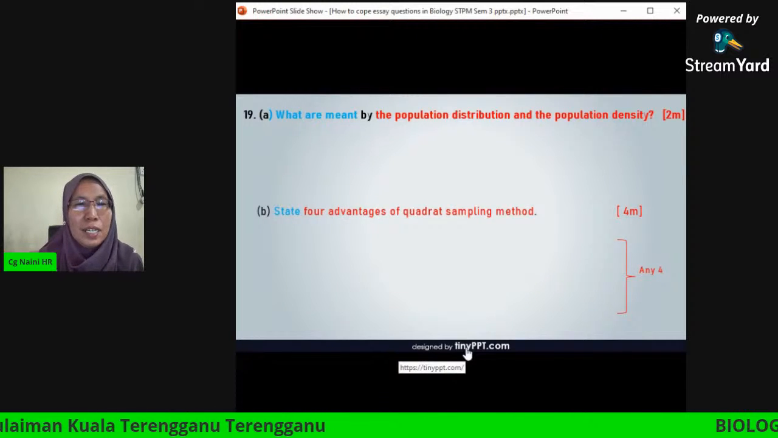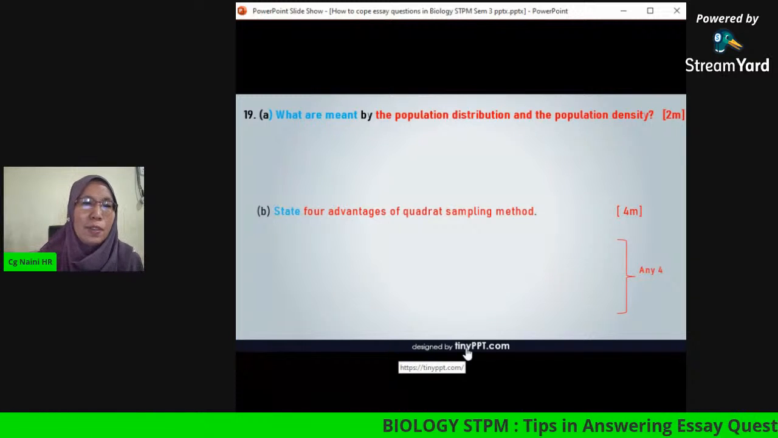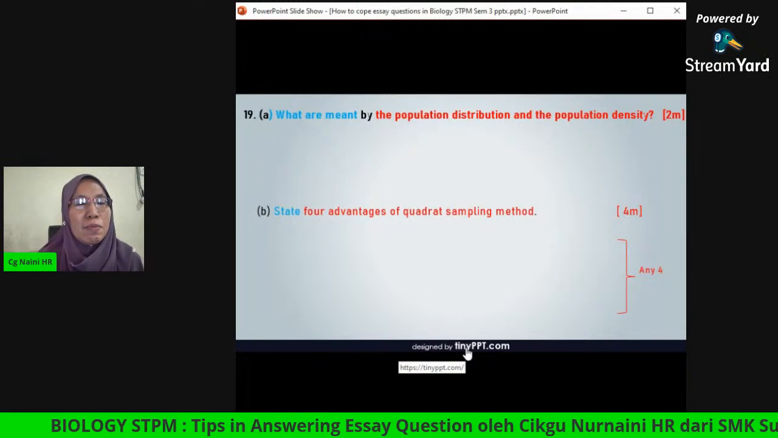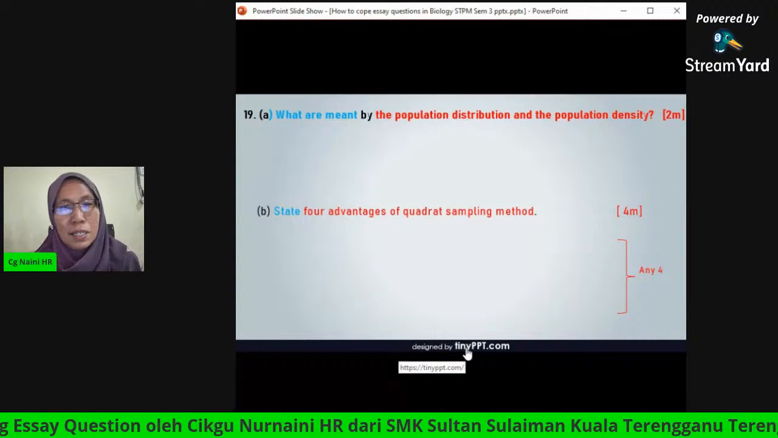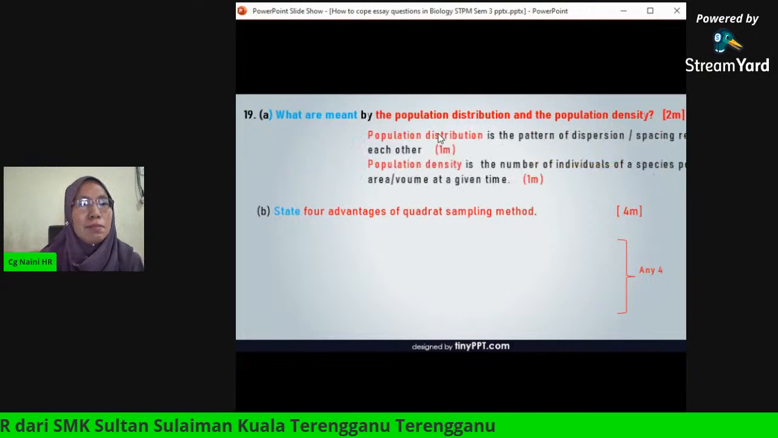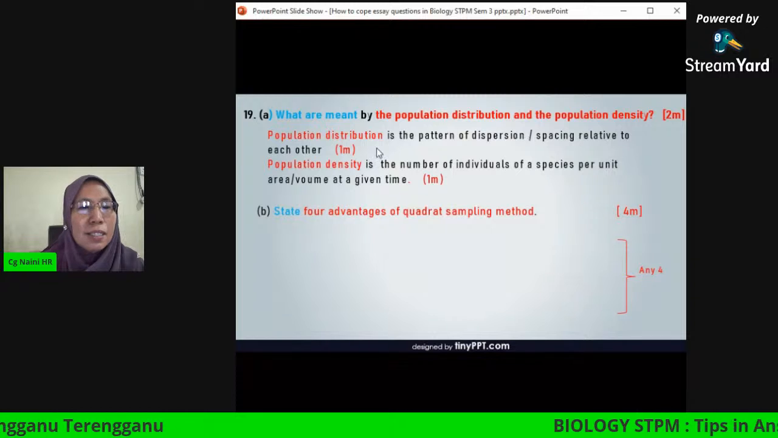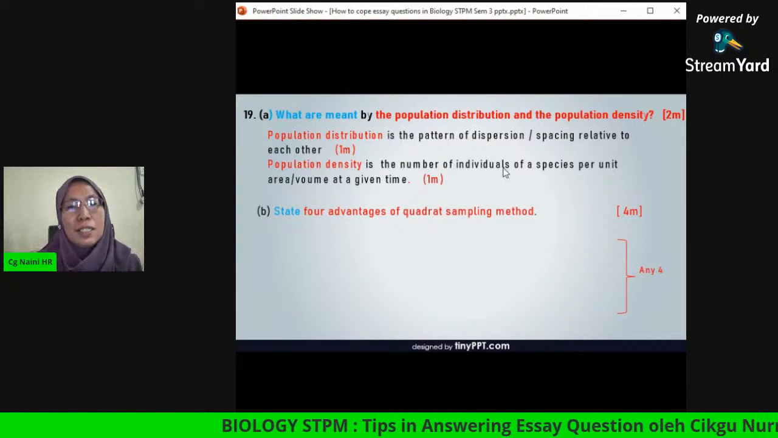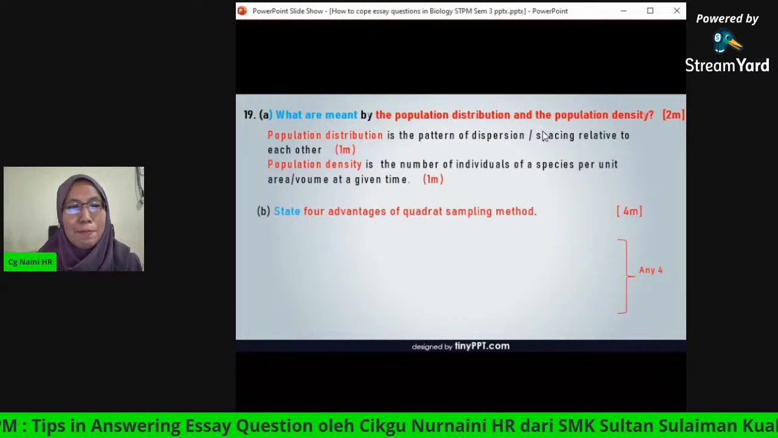For definition, actually the marks are 1 mark or sometimes 2 marks, not more than that. If 2 marks, that means you have more definition, that means definition plus explanation. This one is only definition. So population distribution, this is the definition, you get 1 mark. Population density, this is the definition, so you get 1 mark. So 2 marks given.